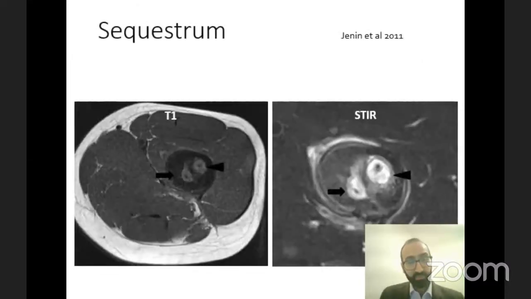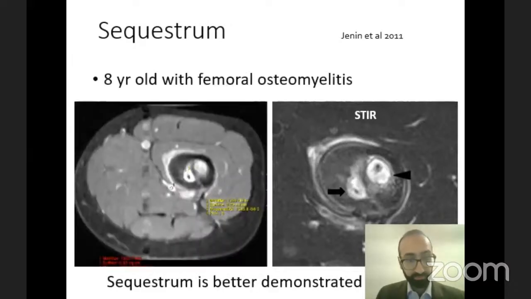I don't want to talk in detail about sequestra, but I just want to say that they can be very difficult on MRI. Often you see low signal within a cavity, and sometimes I think I overcall sequestra, and perhaps sometimes we should be suggesting CT if it's making the difference between having a sequestrum removed and having conservative treatment with IV antibiotics, because a sequestrum is a bit of dead bone which will not be treated with IV antibiotics.